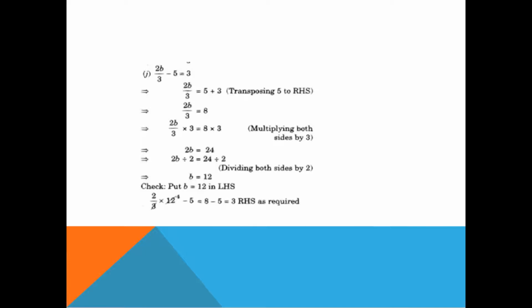For checking, 2 by 3 into 12 minus 5, which is equal to, 3 4s are 12, so it will become 8 minus 5 equal to 3, which is our right hand side. So again we have proved that the answer comes out equal to the right hand side.